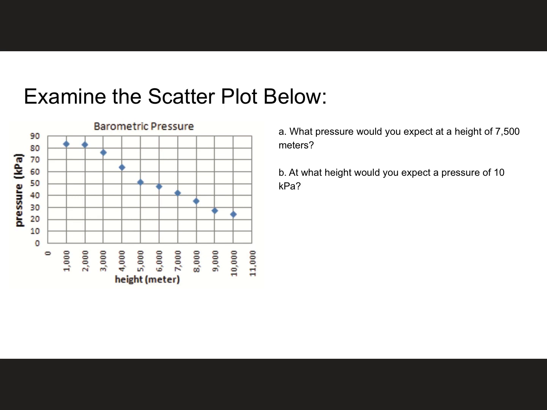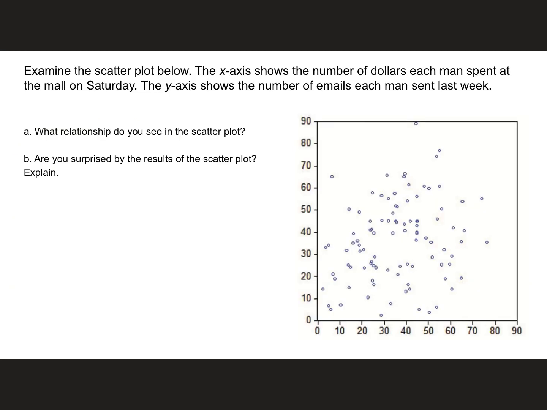And then we're going to use this scatter plot to make estimates. We're doing that by putting the point where we think it would be on the scatter plot and then finding the answer for these. So make sure that you do that. Again, what relationship do you see? Are you surprised? In this case, we're looking at the x-axis is number of dollars each man spent at the mall. Y-axis is number of emails each man sent.